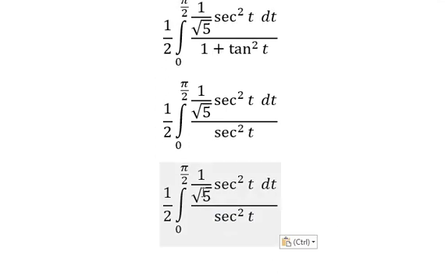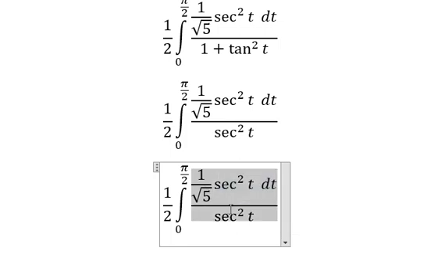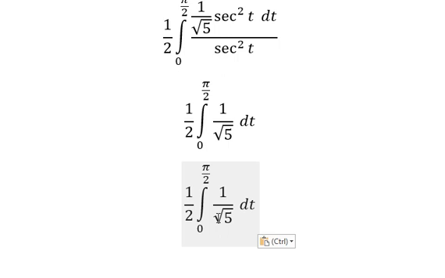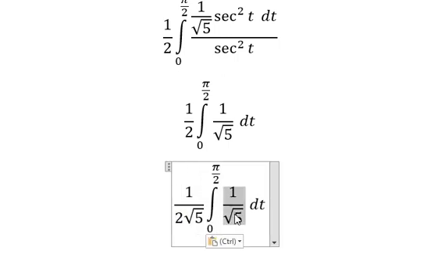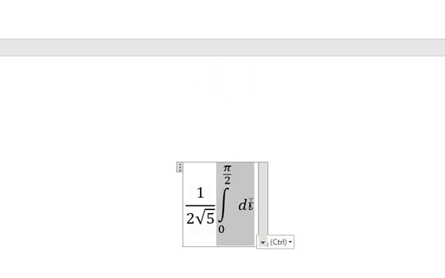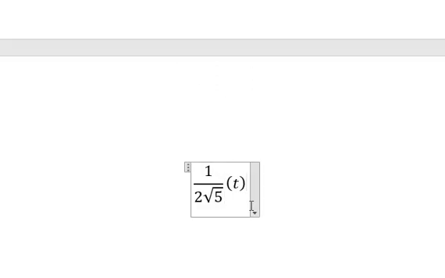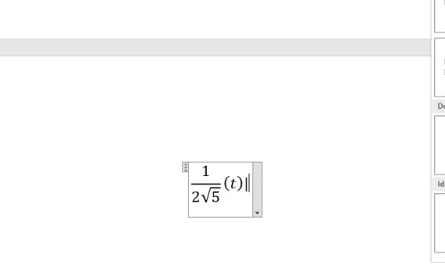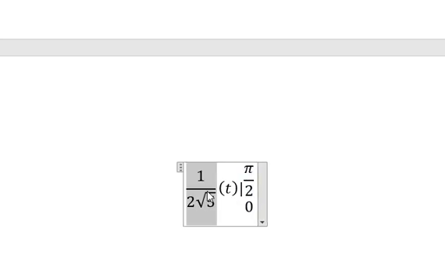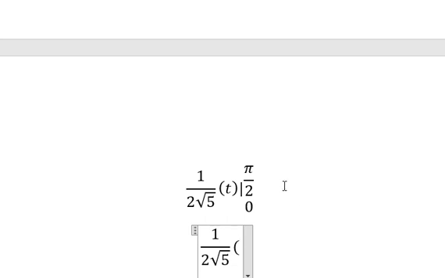And now we simplify. You get it like this. So I will put the square root of 5 outside. The integration of dt is t, and I will put the bounds from 0 to pi over 2. And now we have the final answer.